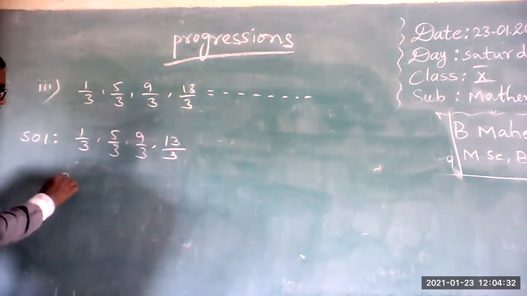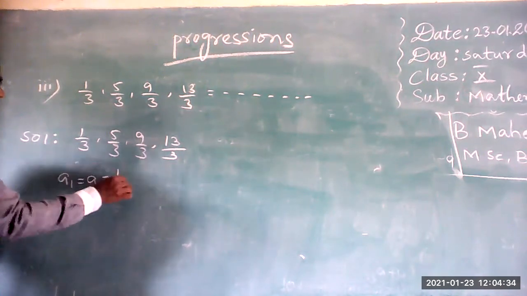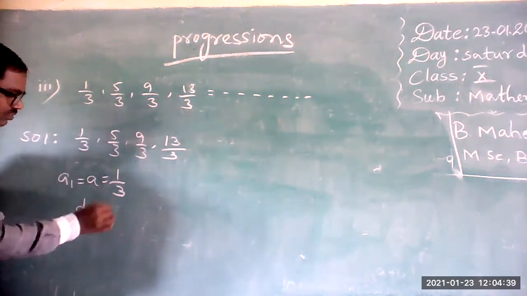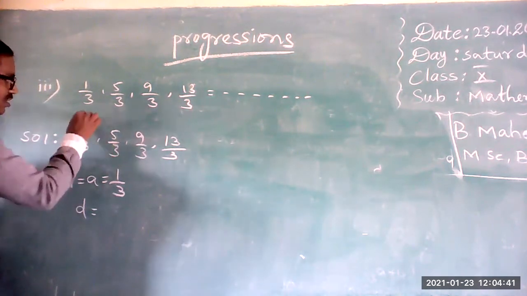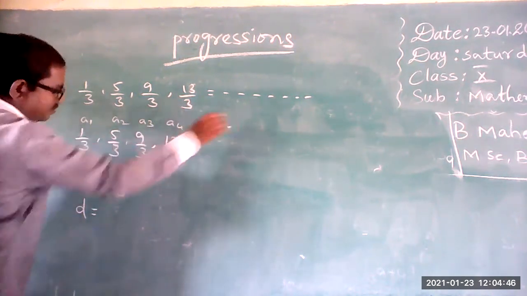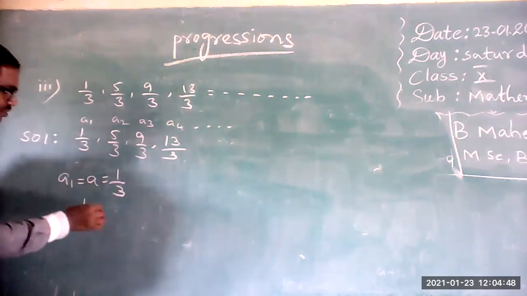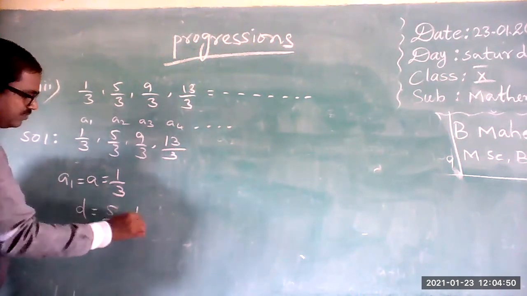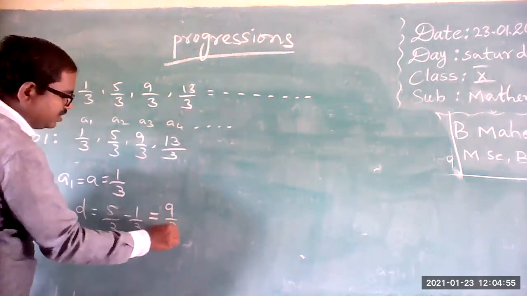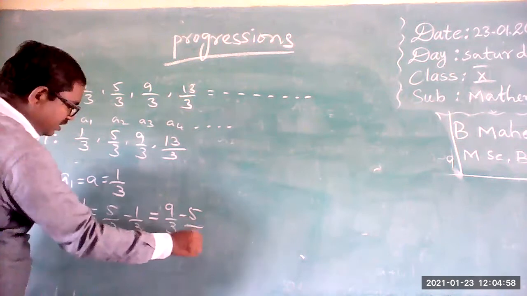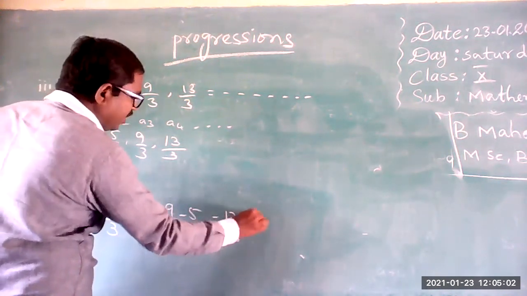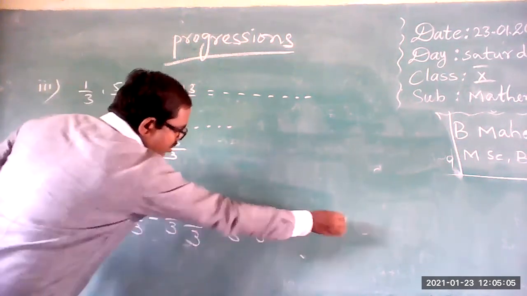Okay. So here the first term A1 is equal to A is equal to 1 by 3, and the common difference D is equal to A2 minus A1. This is A1, A2, A3, A4 and so on. So A2 minus A1, 5 by 3 minus 1 by 3. Next A3 minus A2, 9 by 3 minus 5 by 3, and 13 by 3 minus 9 by 3 and so on.